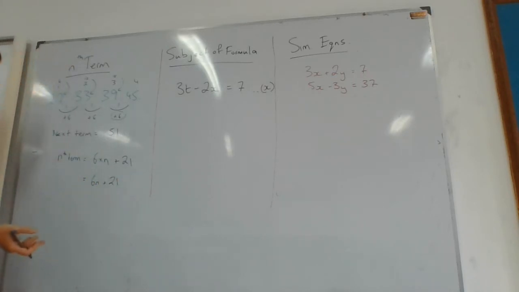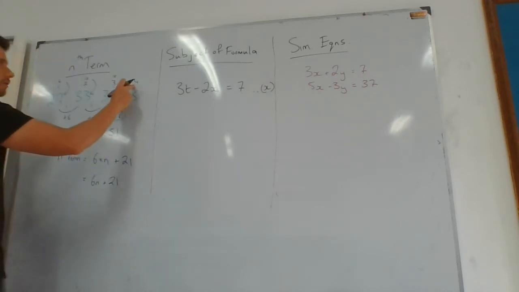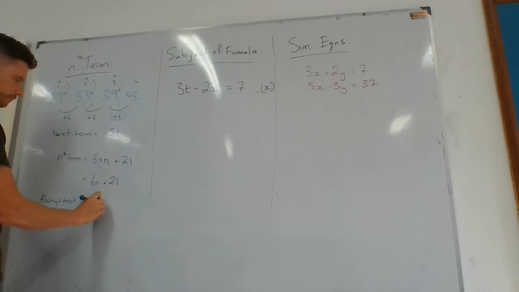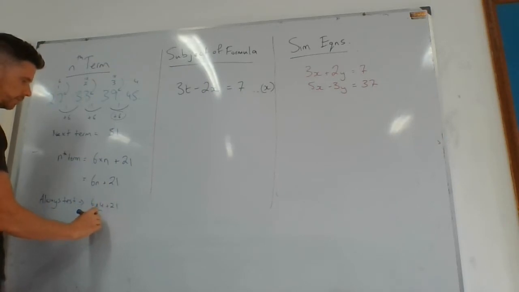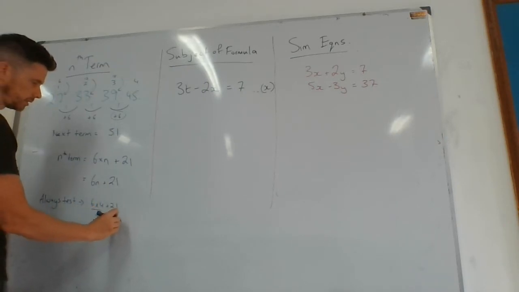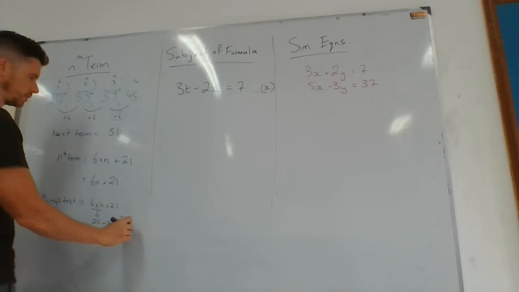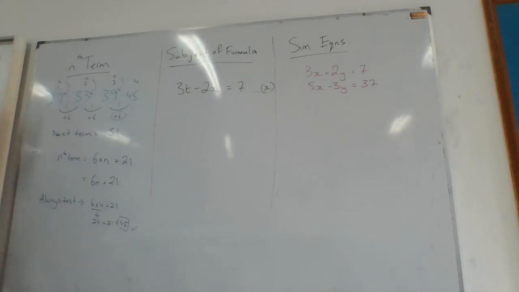Now I can test it out. Does it work for the 4th term? Always test. So 6 times 4 plus 21. 6 times 4, that gives 24. Plus 21 gives 45, and that's what we want. So that did work. So this is my nth term.